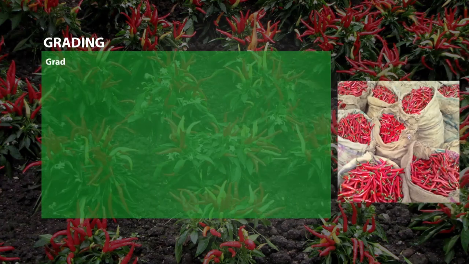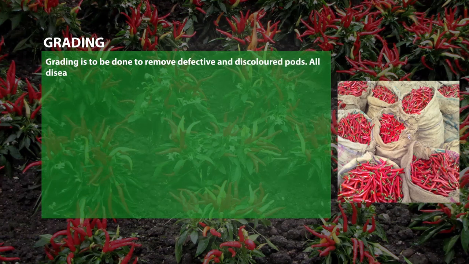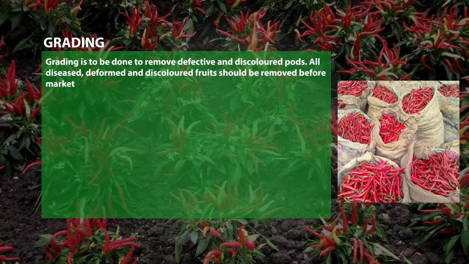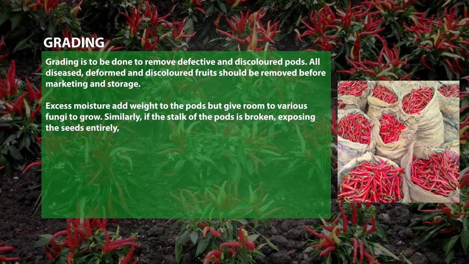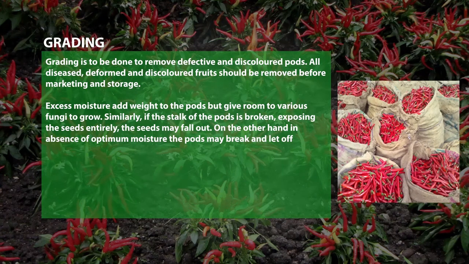Grading. Grading is to be done to remove defective and discolored pods. All diseased, deformed and discolored fruits should be removed before marketing and storage. Excess moisture adds weight to the pods but gives room to various fungi to grow. Similarly, if the stalk of the pods is broken, exposing the seeds entirely, the seeds may fall out. On the other hand, in absence of optimum moisture, the pods may break and let off the seeds. Thus, the seed and pod ratio in a lot is also a valuable parameter of grade.